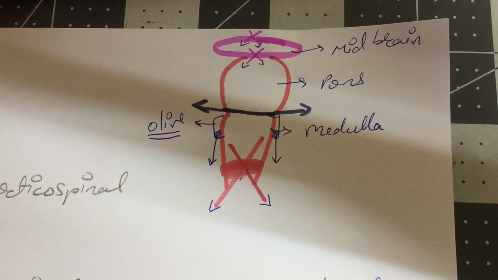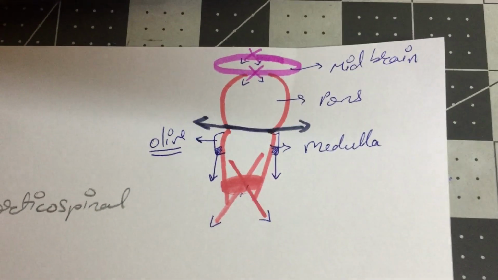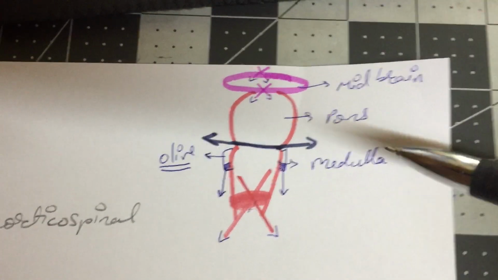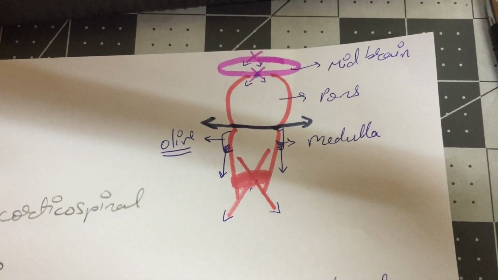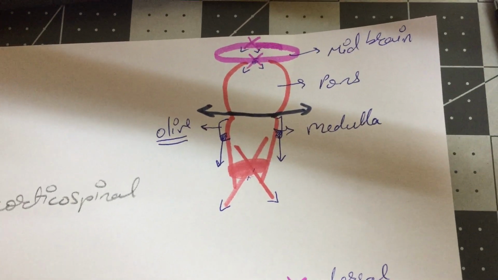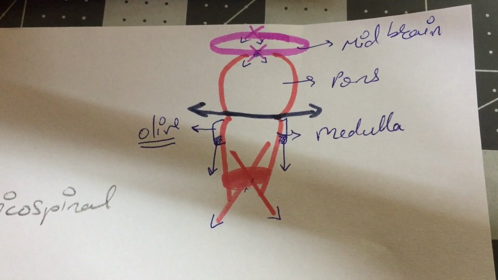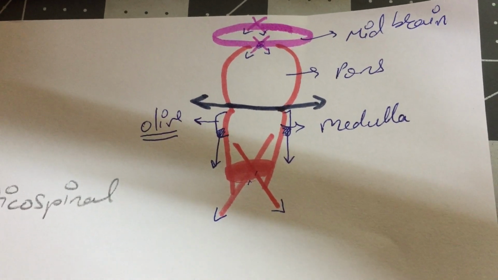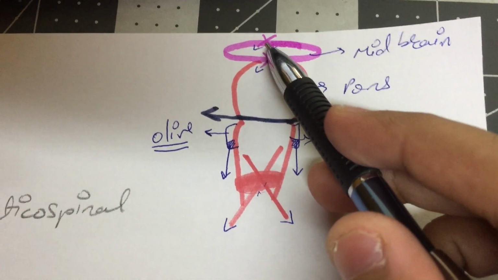The rubrospinal tract runs from the red nucleus and crosses at the tegmentum of the midbrain, forming the ventral tegmental decussation. Its function is to maintain the tone of the limb muscles. The tectospinal tract originates from the superior colliculi of the midbrain and crosses at the tegmentum to form the dorsal tegmental decussation.